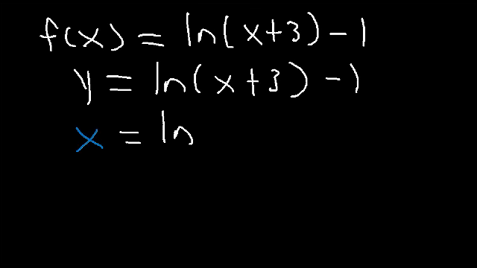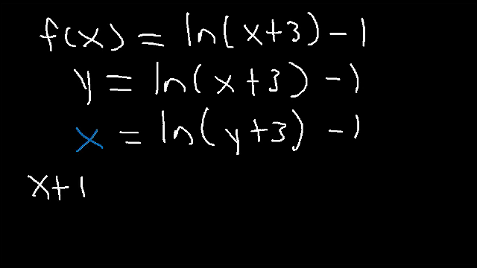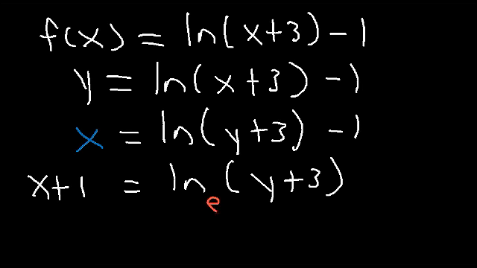So x is equal to ln(y + 3) - 1. After that, you want to solve for y. So let's add 1 to both sides. So x + 1 is equal to ln(y + 3). To get rid of the natural log, we need to convert it to exponential form. So e raised to the x + 1 is equal to what's inside.